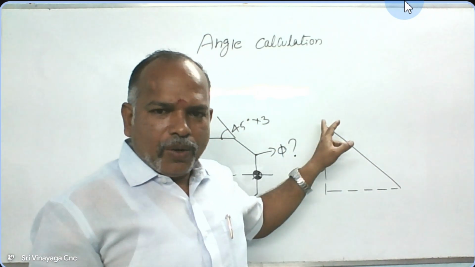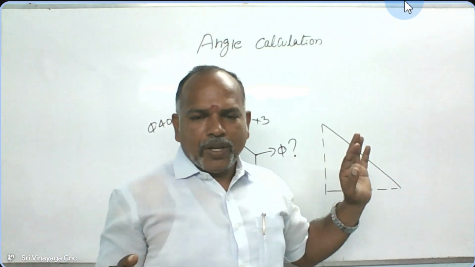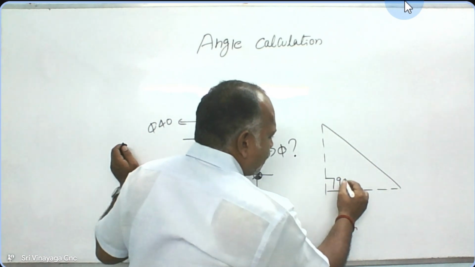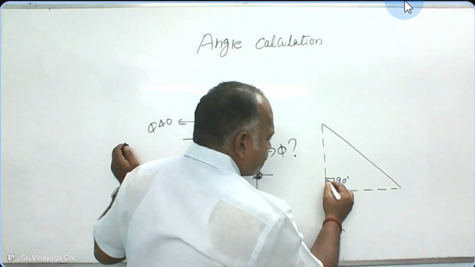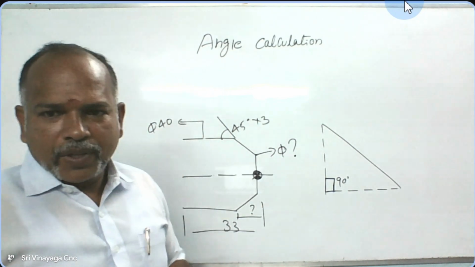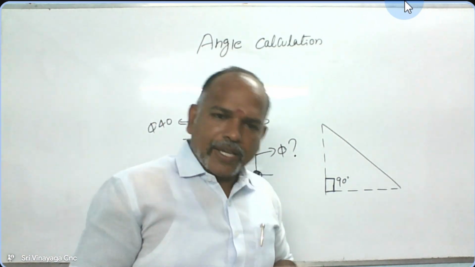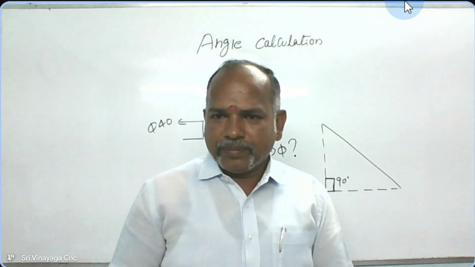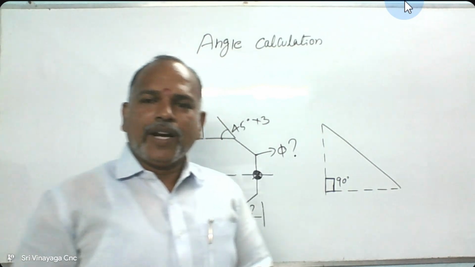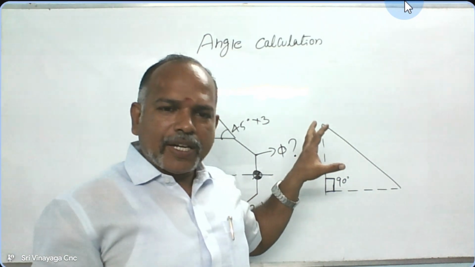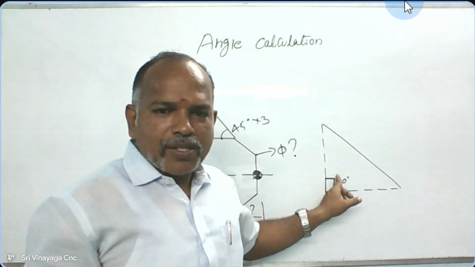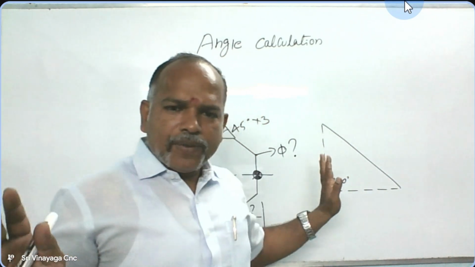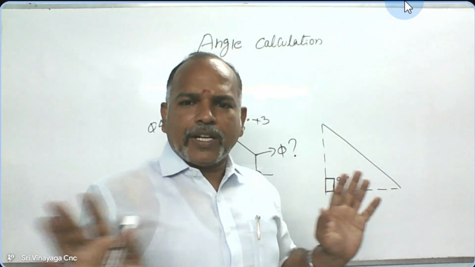All three sides will be different. When one portion is 90 degrees, we can say this is a right angle triangle. How will we say this is a right angle triangle? Because this one side is 90 degrees. That's all. If one side is 90 degrees, we'll say right angle triangle.